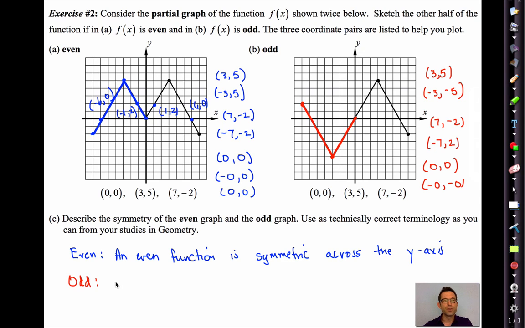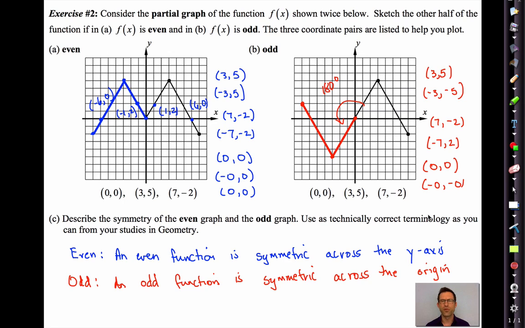The symmetry of the odd function, I think, is a little bit more difficult to describe. An odd function is symmetric across the origin. Now, what does that really mean? What that really means is if I took this graph and I spun it 180 degrees about the origin, it would land on itself. Okay? If I spun it 180 degrees. So another way of putting this is that an odd function has 180 degree rotational symmetry about the origin.